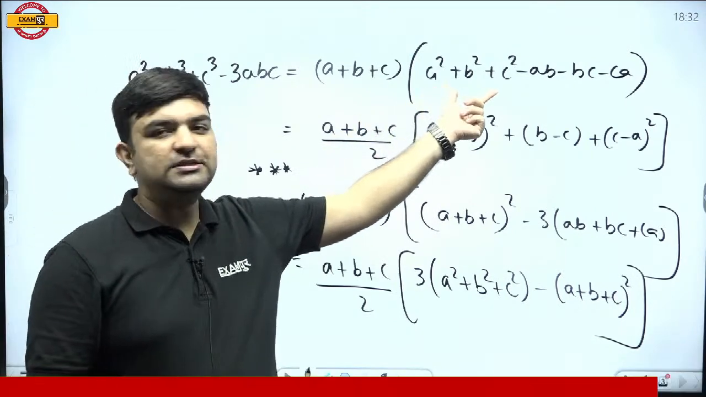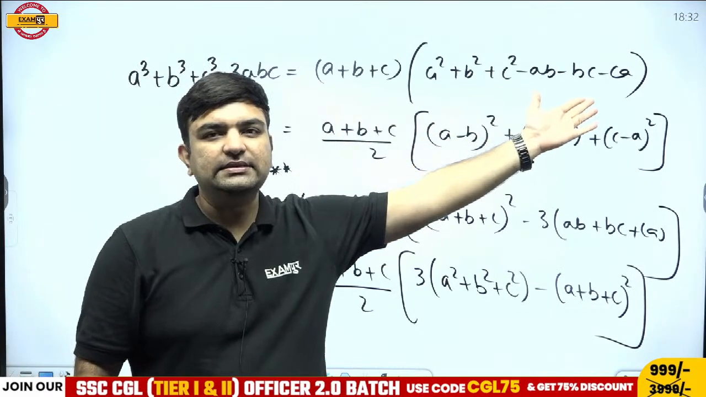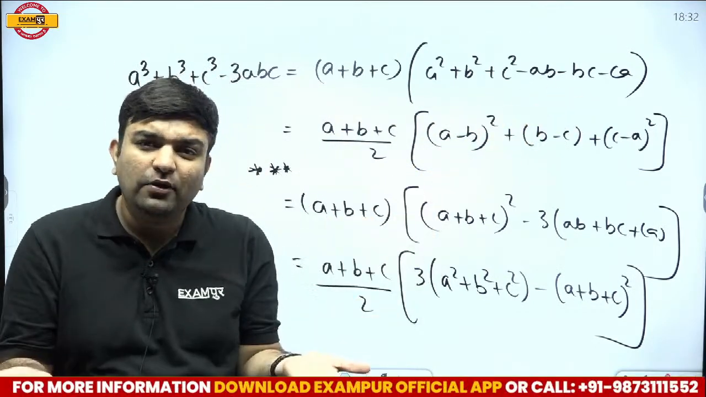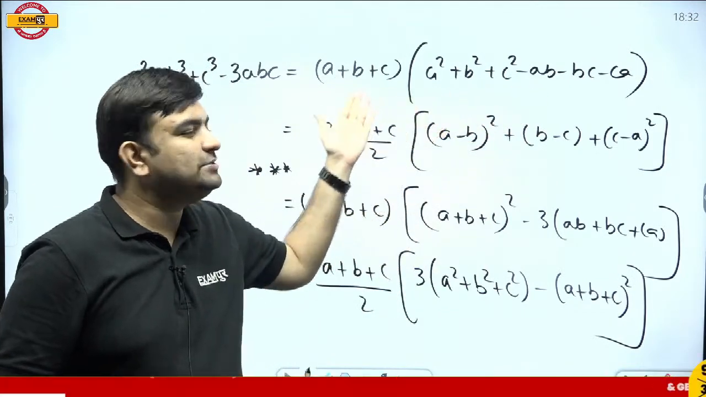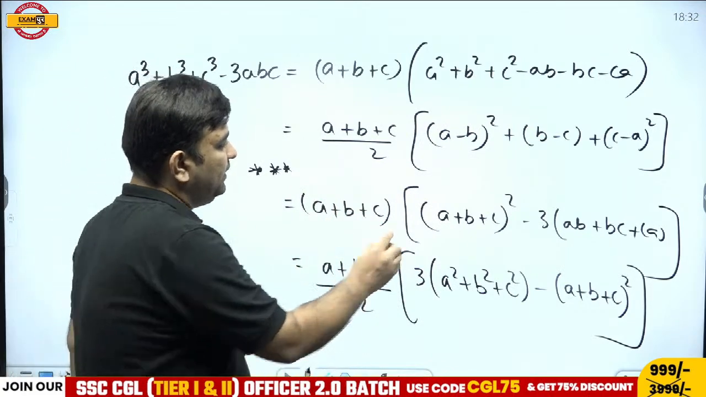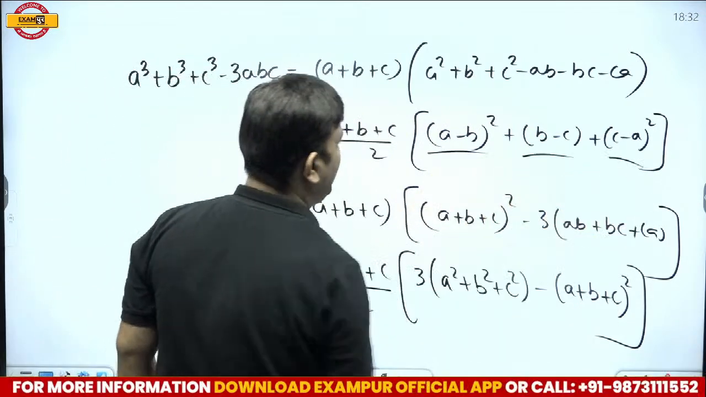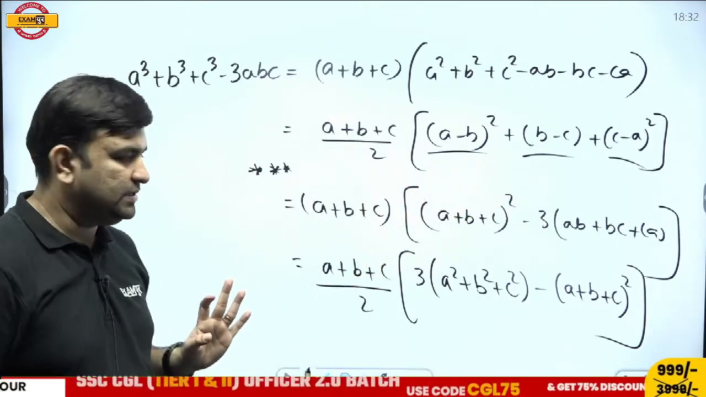Here a square plus b square plus c square, a plus b plus c, ab, bc, ac are all required. Who will give this much information? That is why it is hardly used. Here only the difference of the numbers and the sum of the numbers is required.